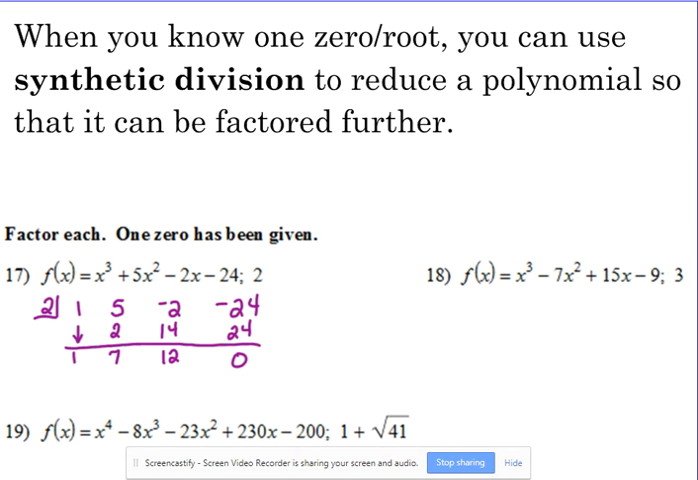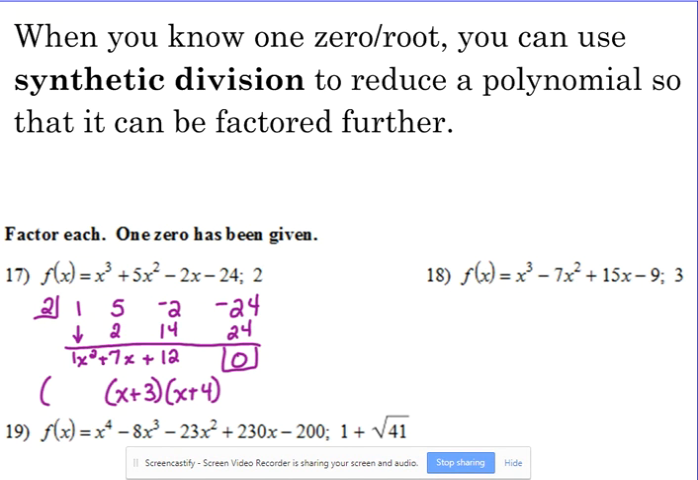I better get a remainder of 0 because they tell us that 2 is a 0. Remember that remainder theorem. If you get 0 as the remainder, it means that number is a 0 or a solution or a root. Okay, so we started with x cubed, so this is 1x squared plus 7x plus 12. Can we factor that? I sure hope so. Okay, that is what? X plus 3 times x plus 4.